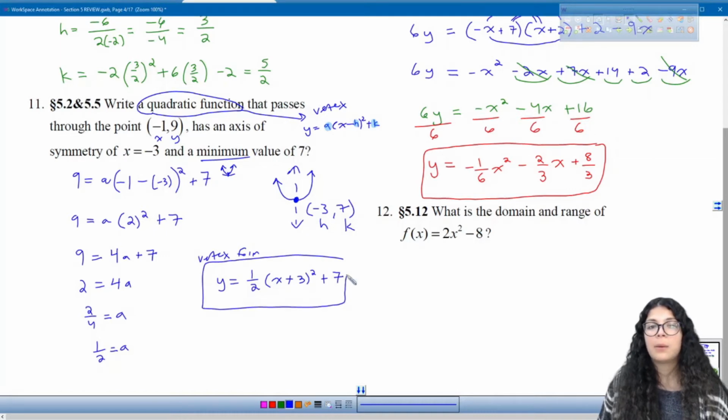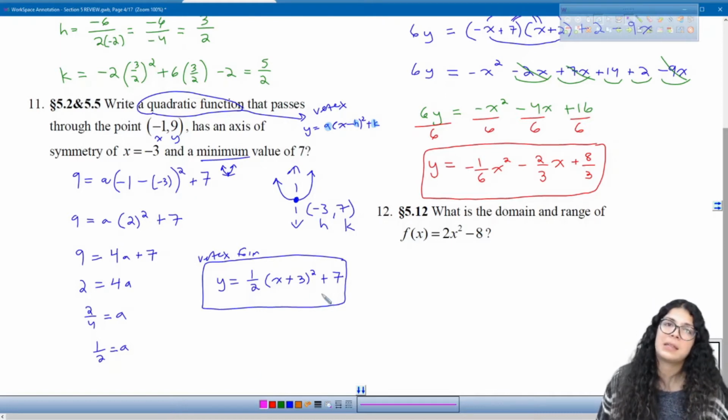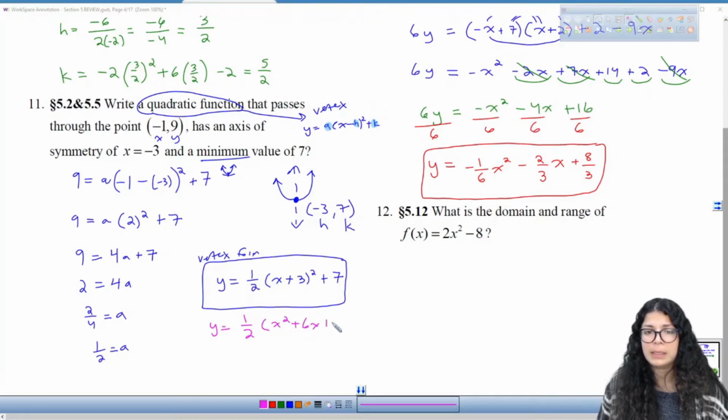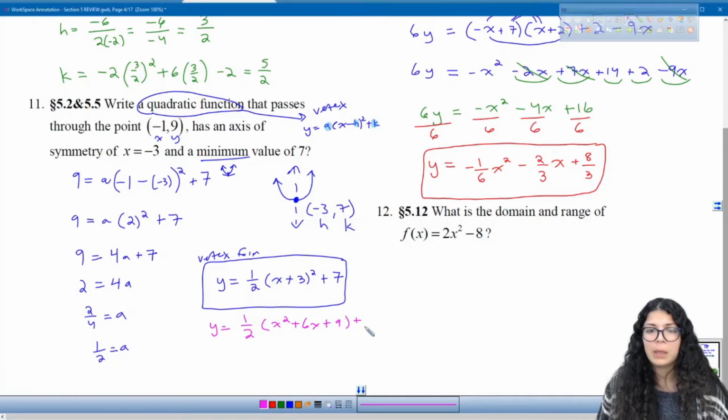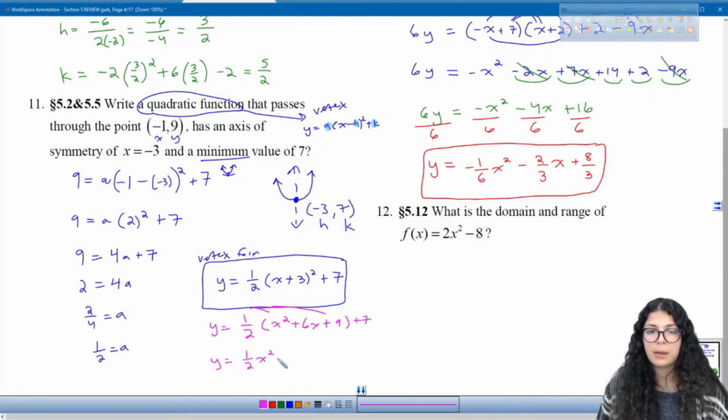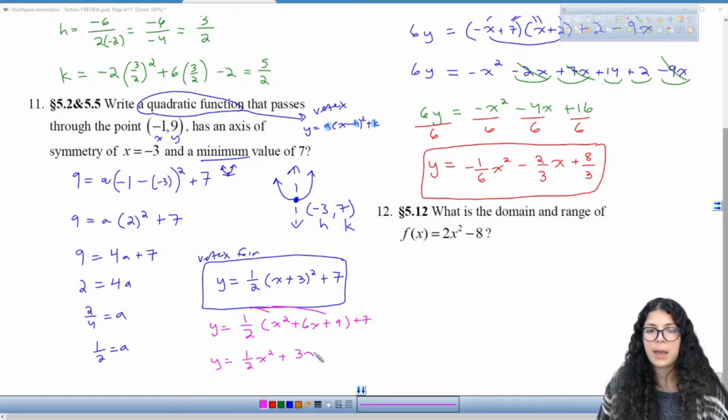Now, let's say that the question, for whatever reason, asked me for standard form. It didn't. But if it did, then I would just simplify this. Okay, you would simplify. Actually, I could do that with you right now. You would simplify two copies of x plus 3 multiplied together will be x squared plus 6x plus 9. And then you would distribute the 1/2 to all three terms. 1/2 x squared plus 1/2 times 6 is 3x. 1/2 times 9 is 9/2.